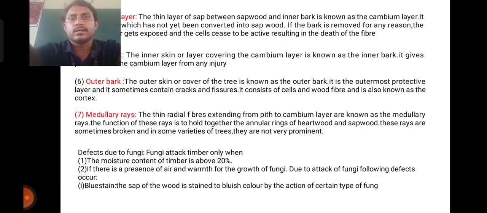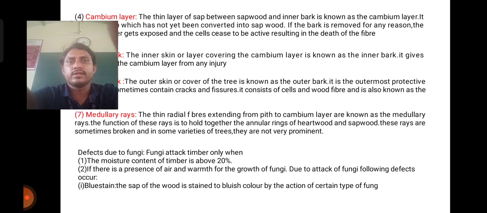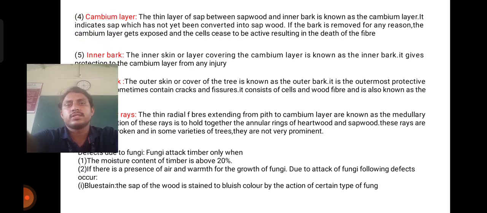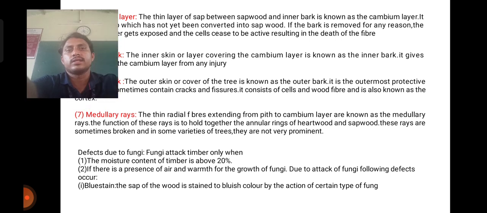The next element is the cambium layer. Cambium layer is a thin layer. The sap layer between the sapwood and the inner bark is known as the cambium layer. The next component is the inner bark. Inner bark is nothing but the inner skin or layer that is covered by the cambium layer. A lot of injuries are produced in the inner bark of timber structures.